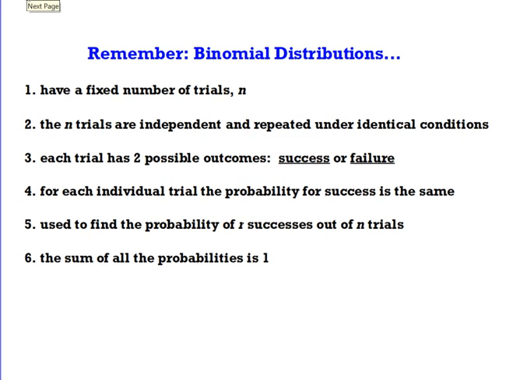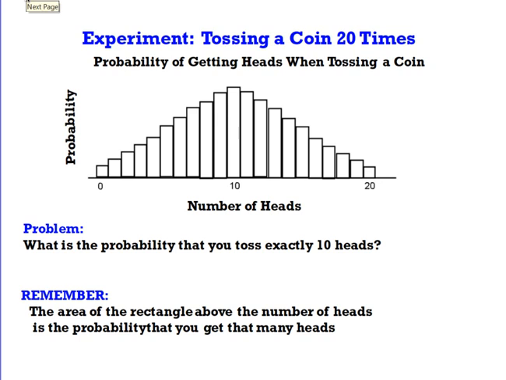All right, just some things to remember about the binomial distribution. N stands for the fixed number of trials. Each of the N individual trials has its own chance of being repeated under the same identical conditions. There's two possible outcomes. That's why it's binomial. You've got success and failure. The probability of success is known as P. The probability of failure is Q. We're looking for our number of successes, and the sum of all the probabilities is going to be equal to 1.